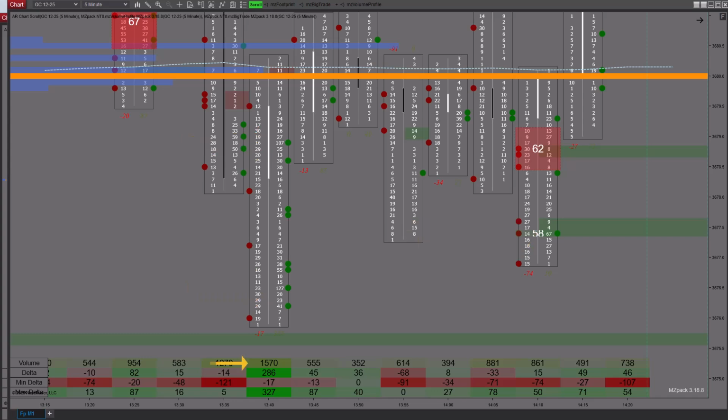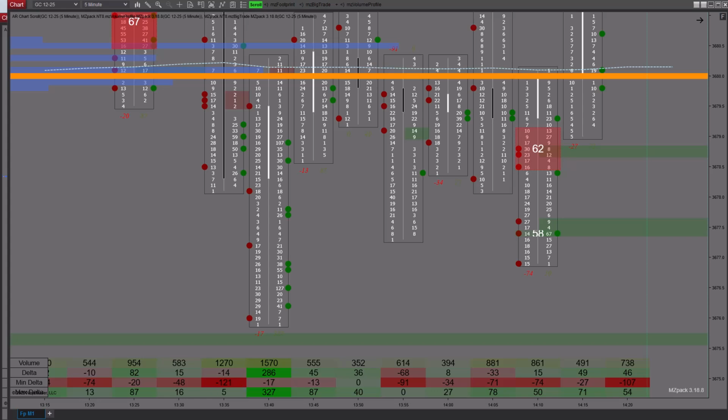In this example, you'll notice that the volume within this candle is unusually high, reaching 1,570 contracts, with a delta of 286. The minimum delta is -17, while the maximum delta is 327. To better understand what delta represents, let's break it down.